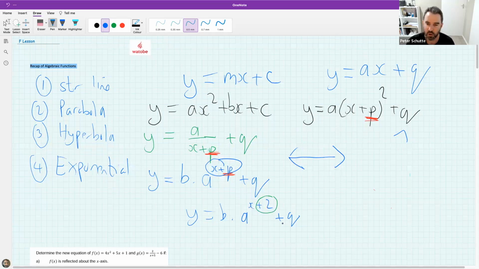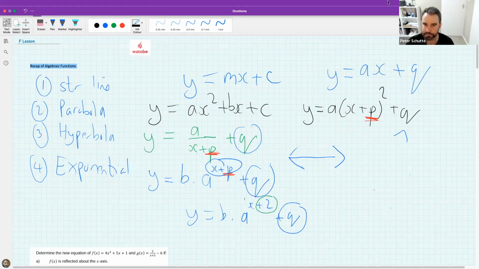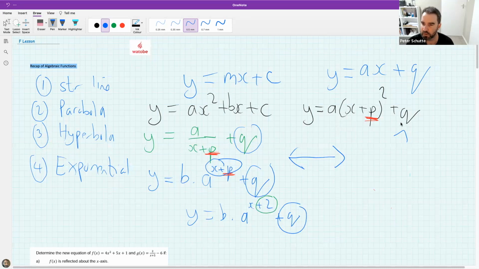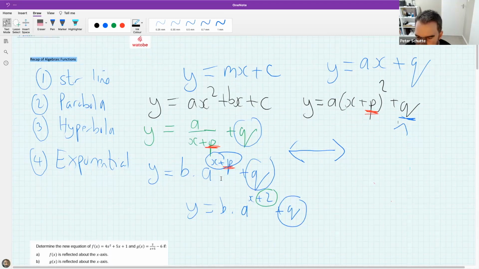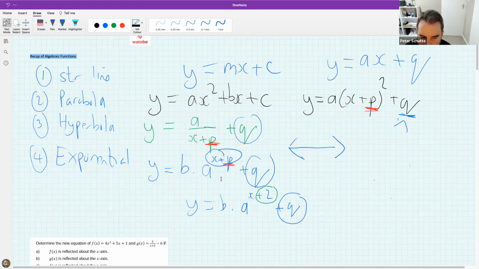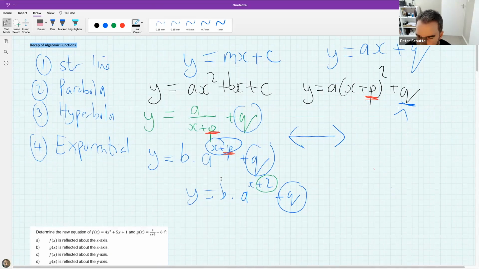Okay, one more question. What about the q value? What does the q value do in all of these functions? Also does it here as well. Yeah, so the q value is nice and easy. It's just the vertical shift. Yes, perfect. It shifts the graph up or down. You guys have got it. Okay, Conke, you agree. Fantastic.